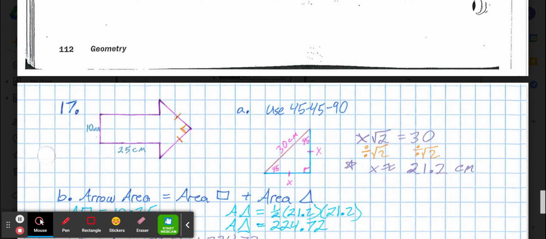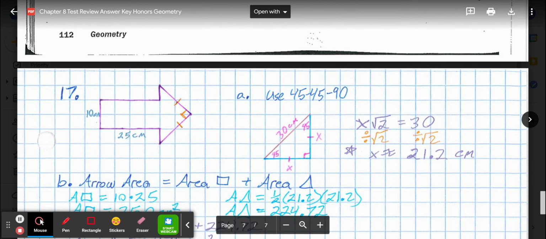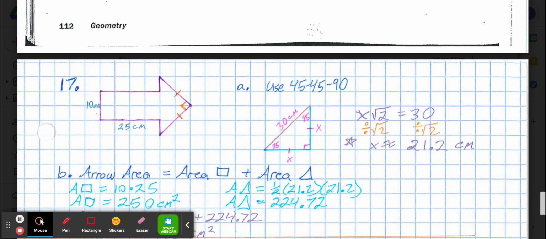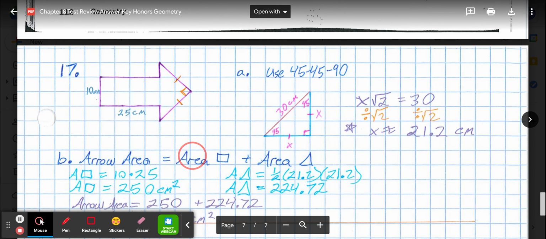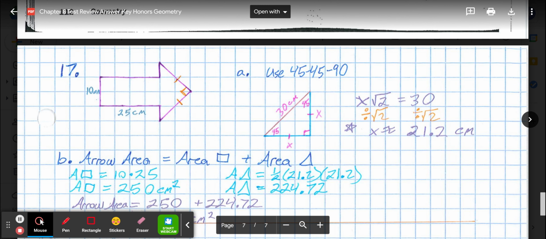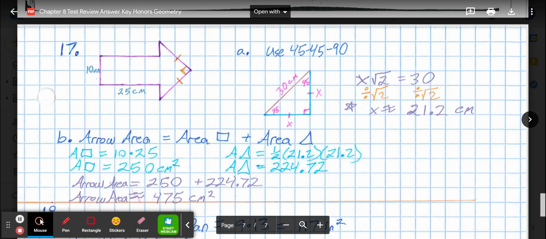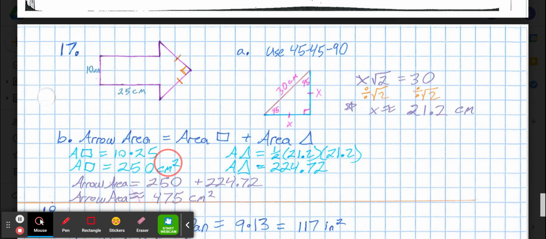Then in part B, they want us to find the overall area of this arrow. So the arrow area would simply be the area of the rectangle plus the area of the triangle. So in that case, with number 17 over here on the left, we'd have 10 times 25 for the rectangle. So the area of the rectangle would be 250 square centimeters.